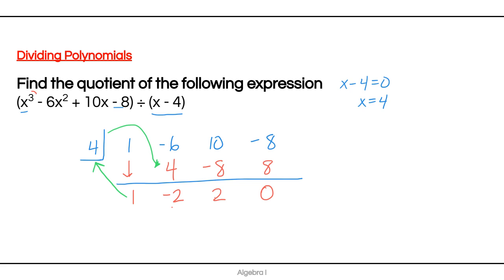My original dividend was x to the third. So that means my quotient, or my answer, is going to be 1 degree less. So x squared. So I'm going to start with this 1, and I'm going to have x squared, and then minus 2x. And this is the regular 2, so it is positive, plus 2. So my quotient is then x squared minus 2x plus 2. And because this is a 0, this means that there is no remainder.